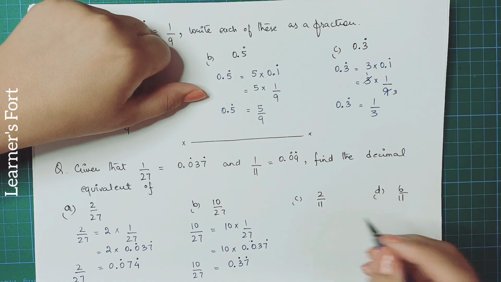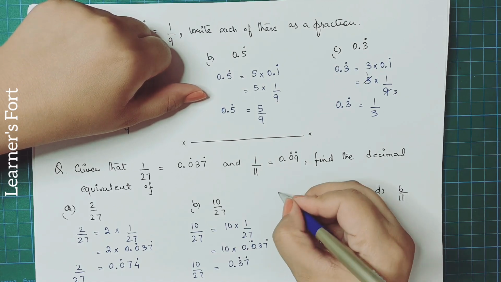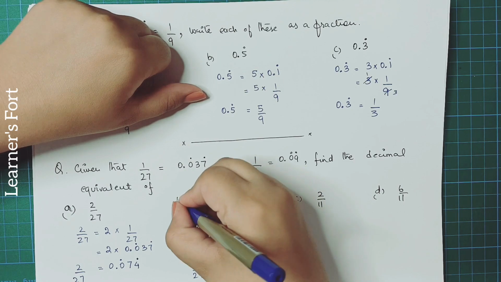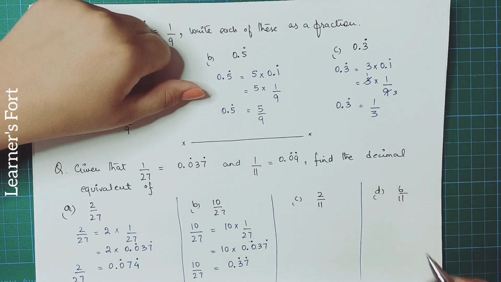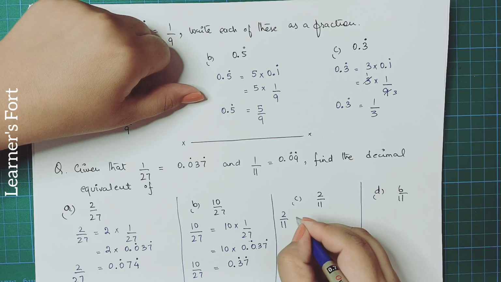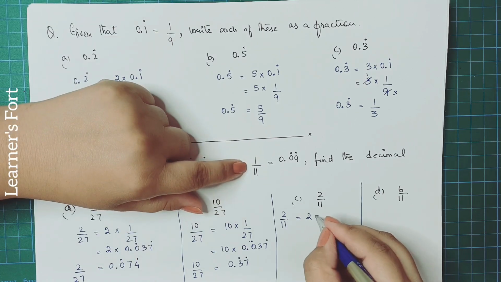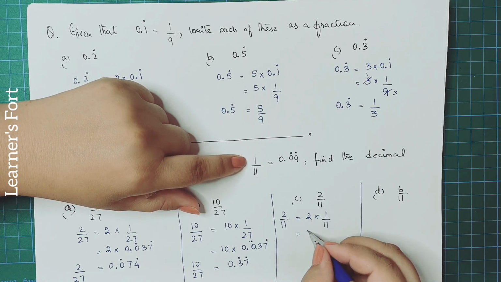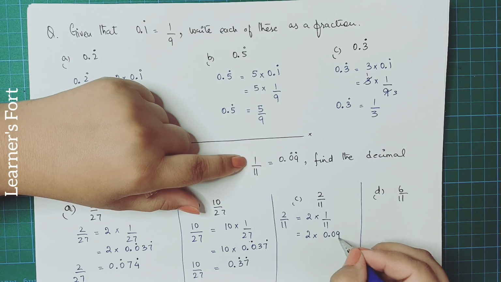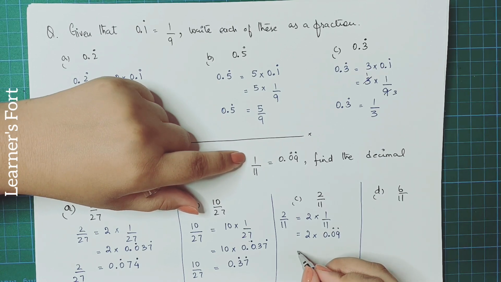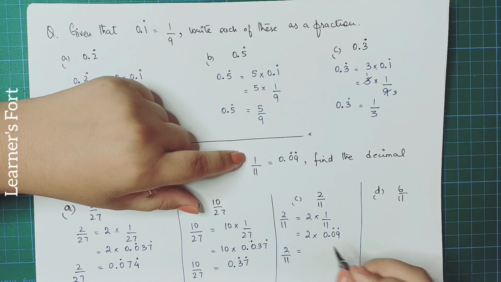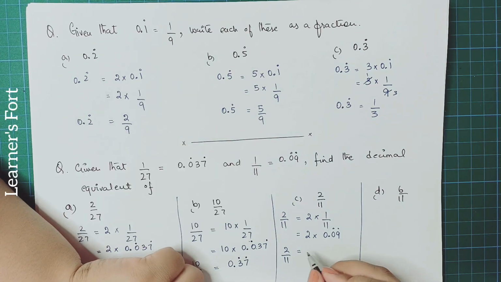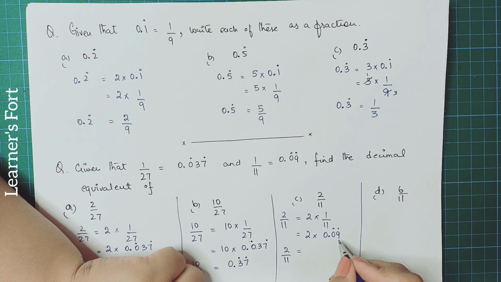Now let's move towards the next number, which is 2 upon 11. Now 2 upon 11 can also be expressed as 2 into 1 upon 11. Now instead of 1 upon 11, we can write 2 into 0.09, right? And when we multiply 2 with 0.09, it will be like, when we multiply it with 9, because we started from the extreme right. So when 2 multiplies with 9, it becomes 18.